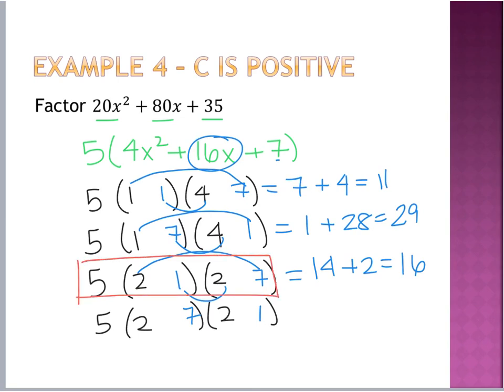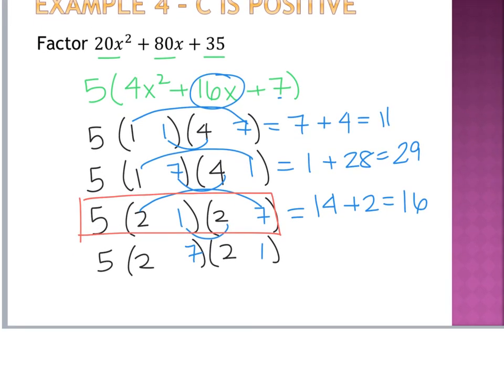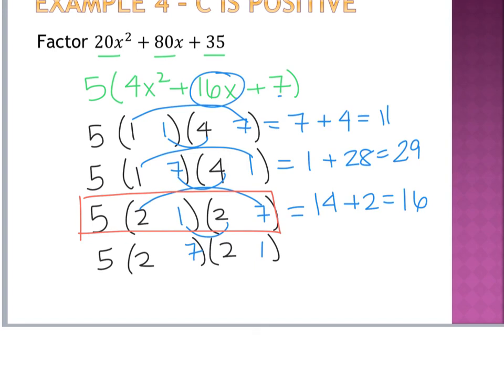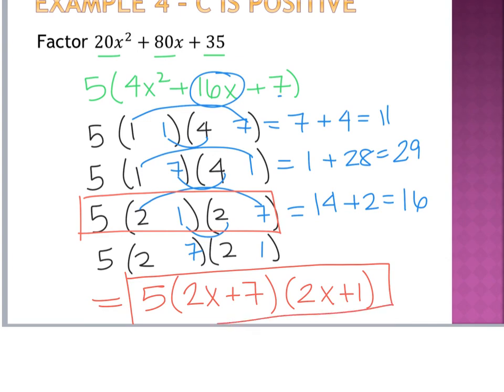Now when I go to write my factors, I have to keep that 5 there with this. So I really have 5 times 2x plus 7 times 2x plus 1. So my factors now are going to be the 5, the 2x plus 7, and the 2x plus 1.